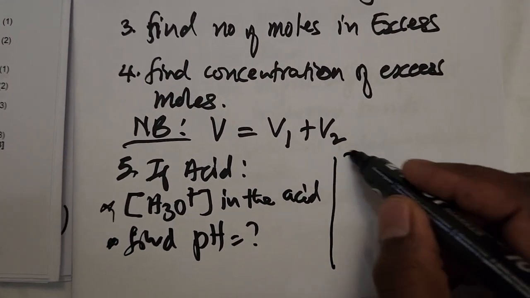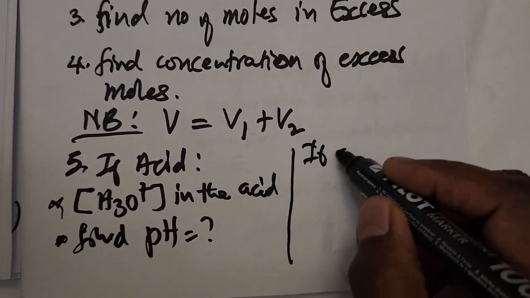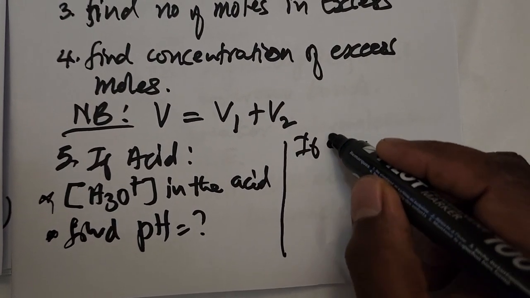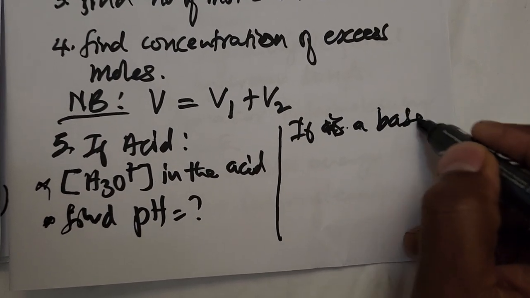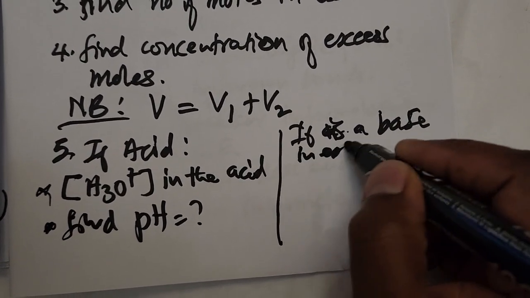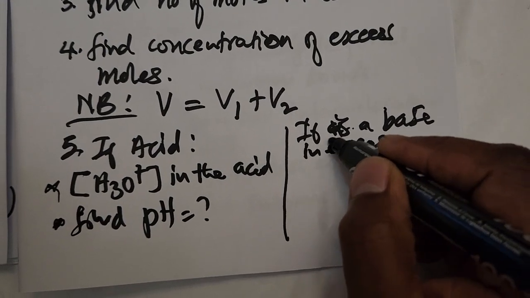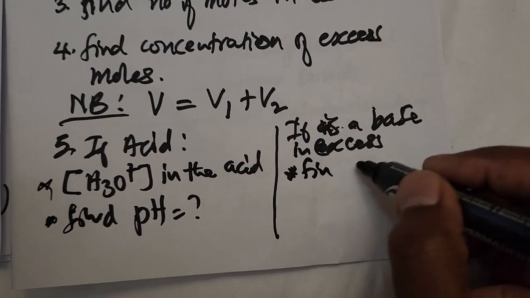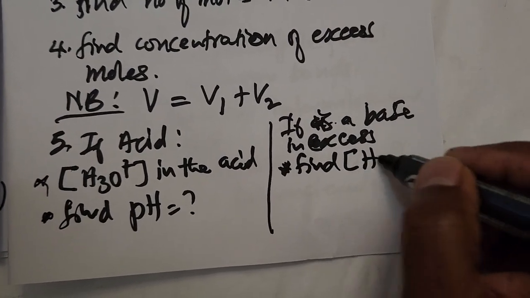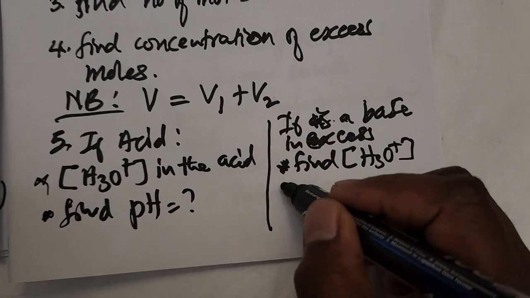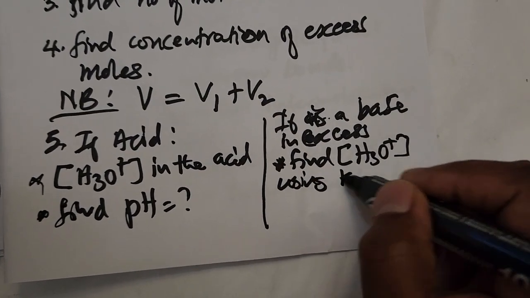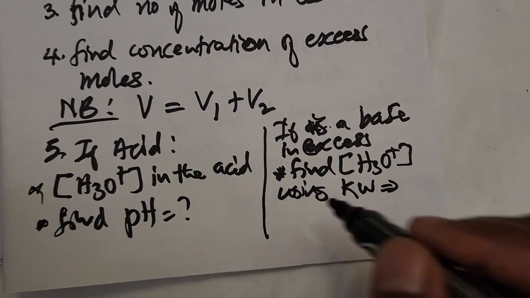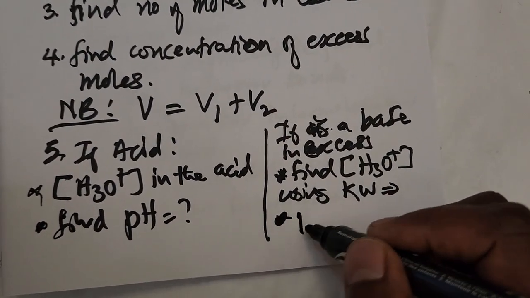But if it's a base, it's a bit longer. If the one that is in excess is a base, base in excess, then we must firstly find the concentration of hydronium ions now, using KW. Remember the KW story. Then from there, once you have found that, then you can now determine the pH.